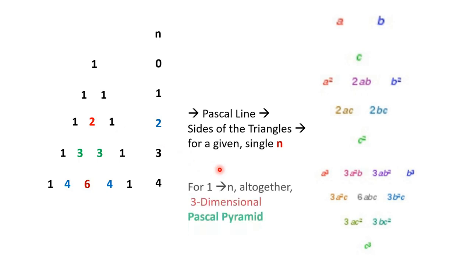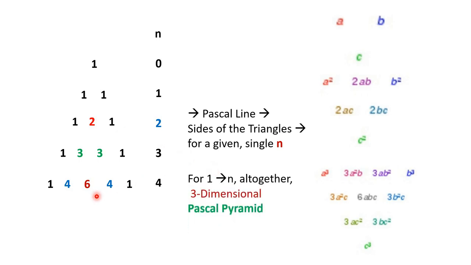That's fine. But in case of the Pascal triangle, when you take all the n together, 1 through n, it gives the shape of a triangle. The lines now join to give a triangle. But here, you are getting a triangle for a particular n. Then when you take together all the n's, what shape would it be? That is the question. Of course, it would be a pyramid.